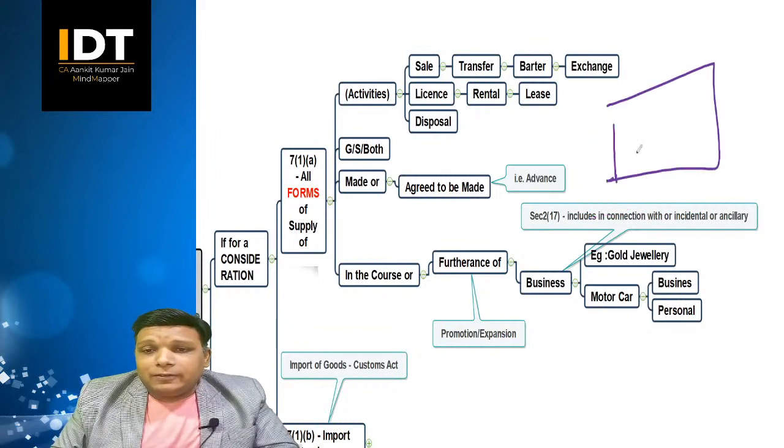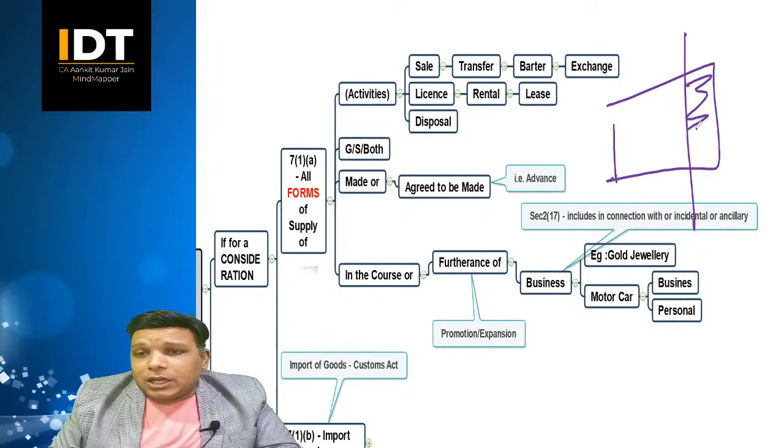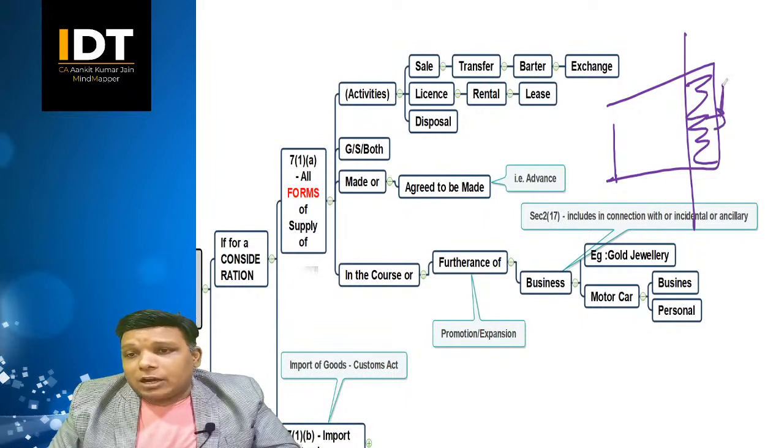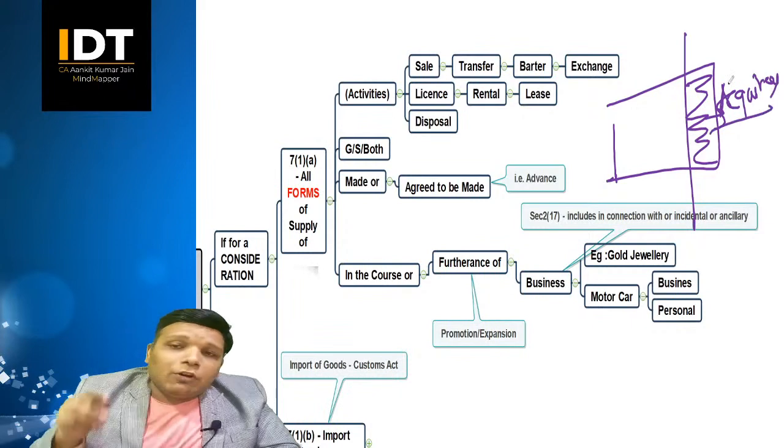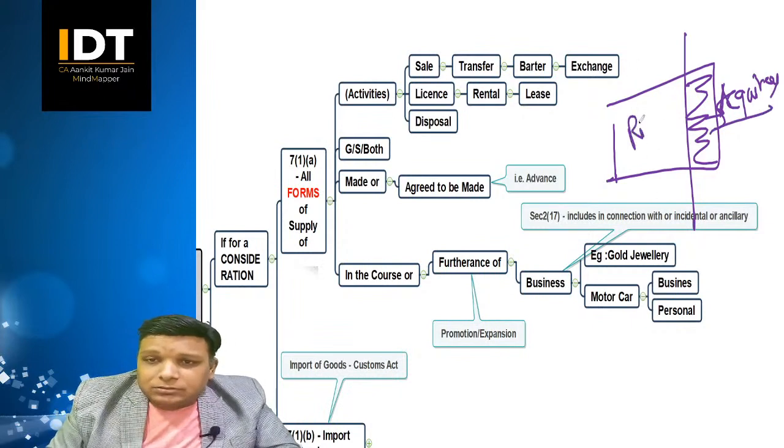Suppose this is the land. Now, this particular land, the government has taken. The government has acquired this land. Why? Because they want to widen the roads. So, what does the government say? They give me some rights.